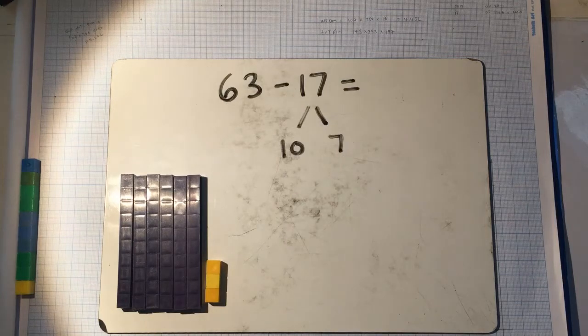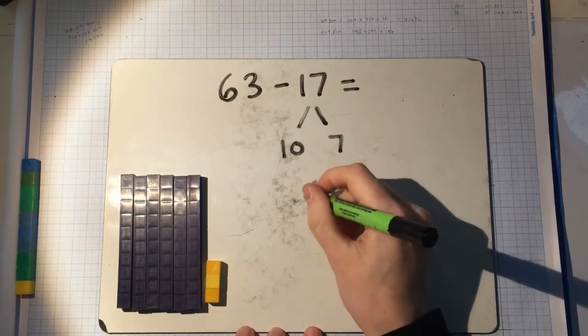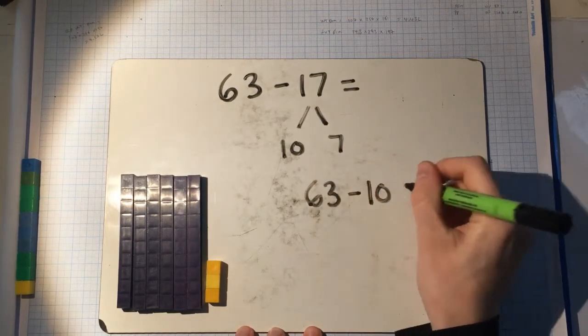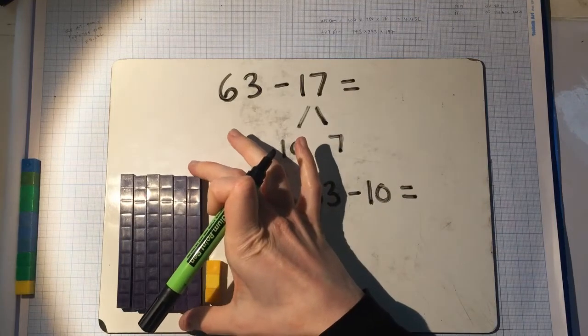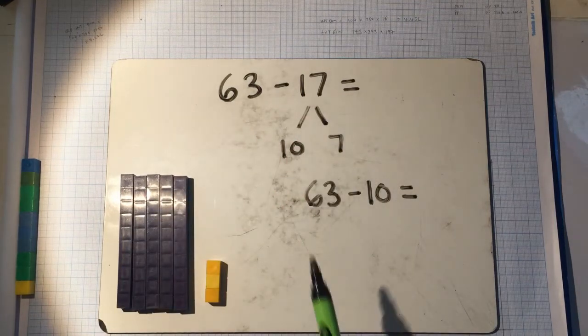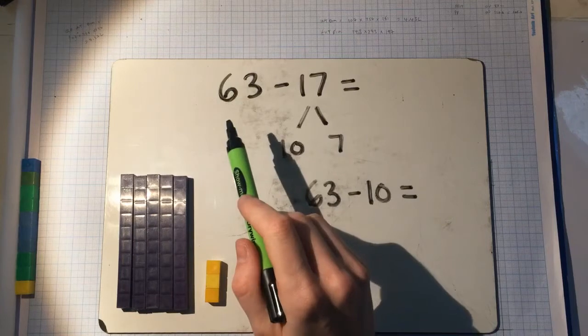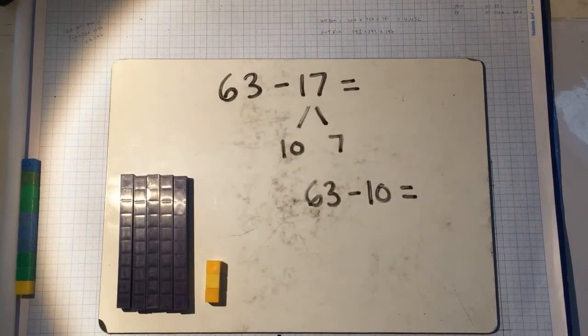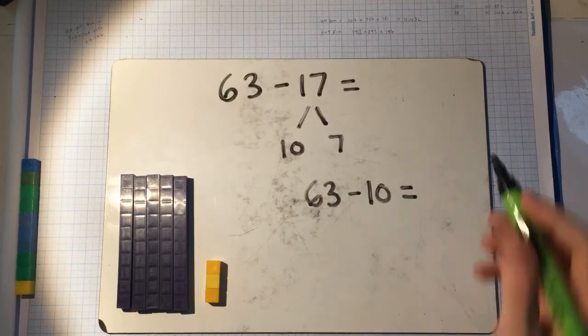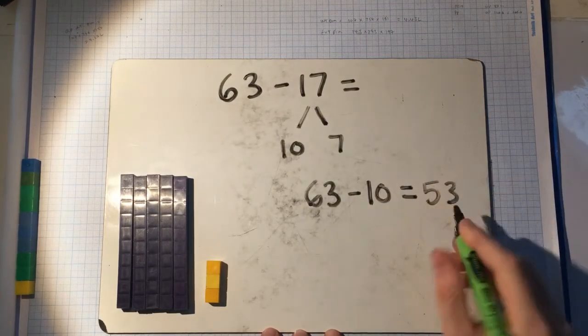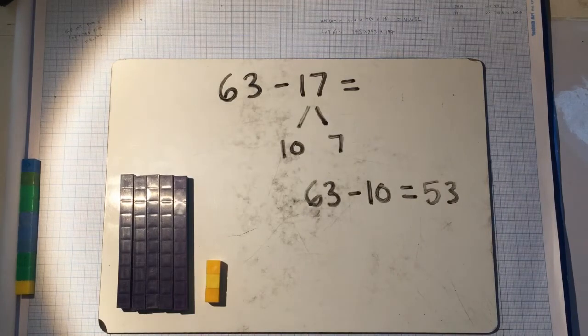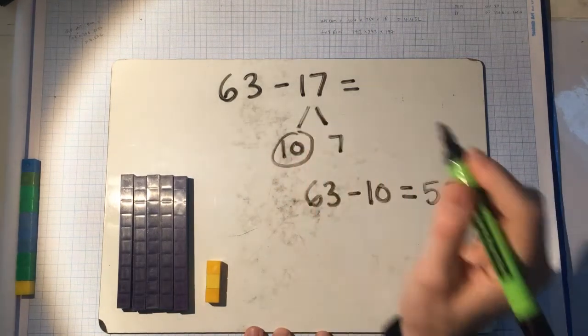So the first step is to subtract the 10, and we can do that pretty easily because we can just take away a 10. If children know that 6 take away 1 is equal to 5, then they're going to be able to use that related fact of 60 take away 10 as being equal to 50. So that will help them know that 63 subtract 10 is going to be 53. They have to have 5 tens. Now, they've subtracted the 10.